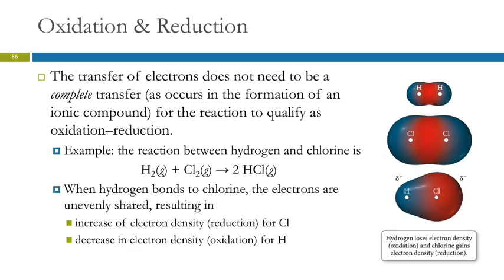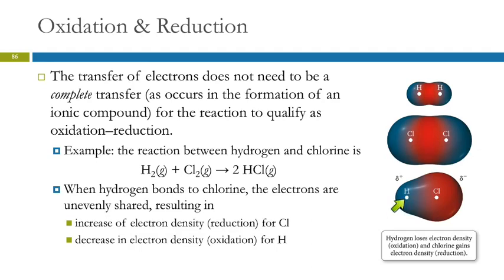So we can have oxidation reduction where electrons are completely transferred and ions are formed. But we can also have an incomplete transfer, and that still qualifies as oxidation reduction. So here we have an example with hydrogen and chlorine. As an element, hydrogen is a diatomic molecule, and those two hydrogen atoms are sharing the electrons equally. Chlorine is also a diatomic element. In a Cl2 molecule, the chlorines are sharing the electrons equally. When these react and form hydrogen chloride, they are still sharing the electrons, but it's not shared equally anymore. Chlorine is bigger and pulls the electrons away from hydrogen.